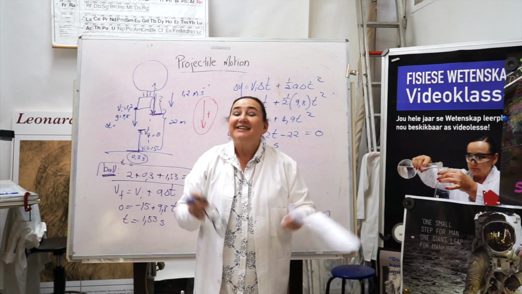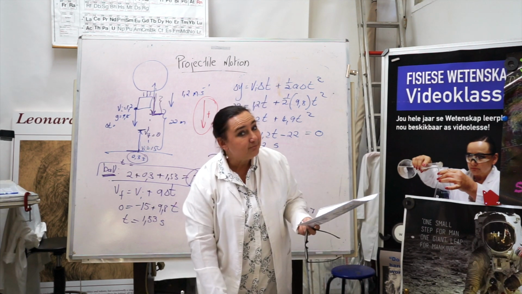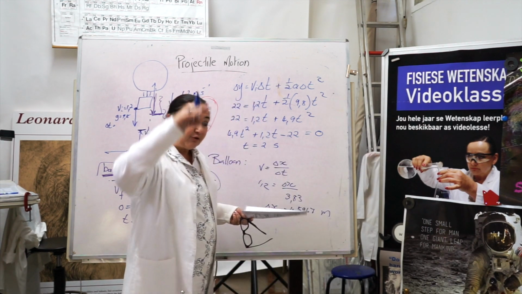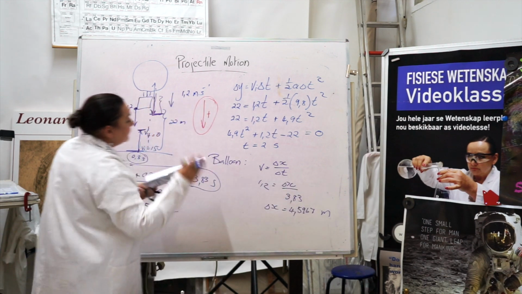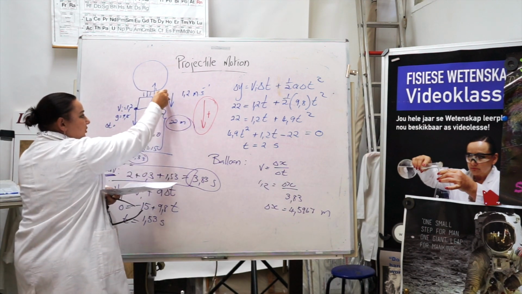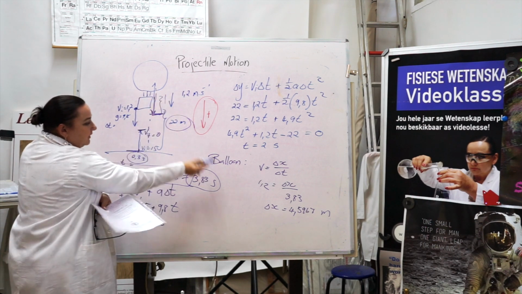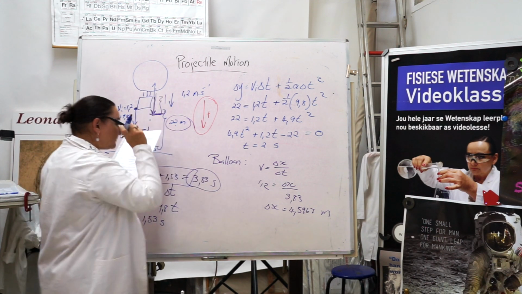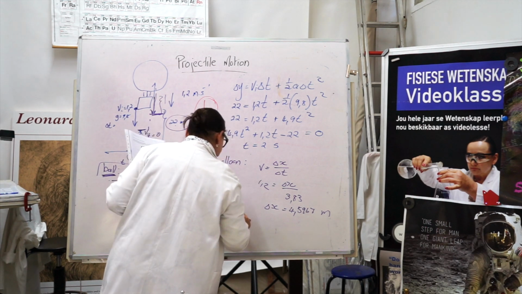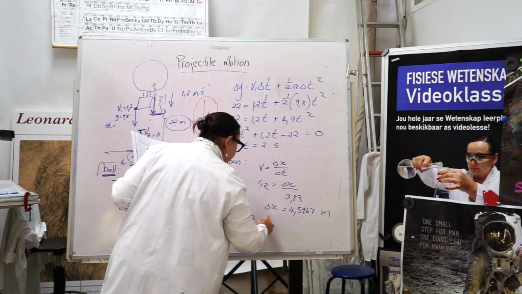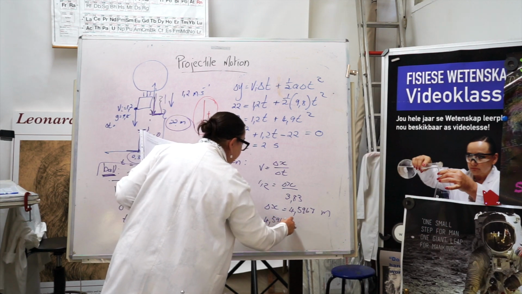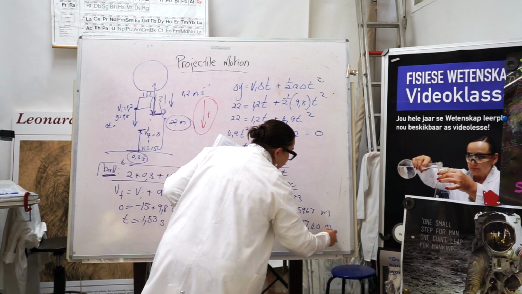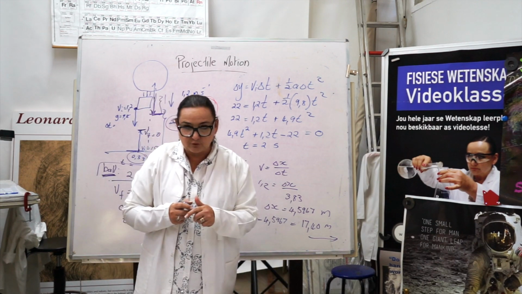What is the question? The question is, how far is the balloon from Earth, or from the ground, at that same point? So not how far it has traveled, but how far it is from the ground. But it was 22 meters to start with. So if it did travel 4.5967 meters, then we can just work that out. That means it's 22 meters minus 4.5967 meters, and I did get the answer of 17.40 meters above ground.